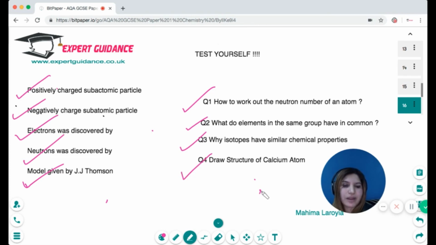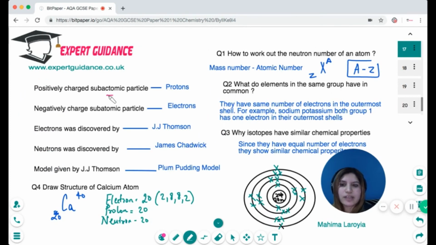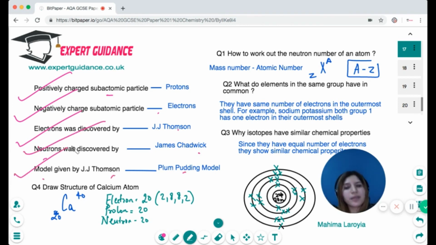Okay, right, so now let us look at the answers. The positively charged subatomic particle is proton, negatively charged is electron. Electrons were discovered by J.J. Thomson, neutrons were discovered by James Chadwick. The model given by J.J. Thomson is the plum pudding model. How to work out the neutron number? It is the mass number take away the atomic number, so top number minus the bottom number.